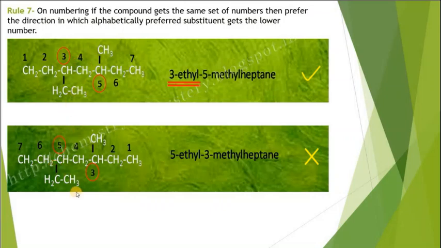So which numbering should be followed? We are going to follow the numbering in which the alphabetically preferred substituent is getting the lower number. Among ethyl and methyl, ethyl comes first alphabetically. So the correct name of the compound will be 3-ethyl-5-methyl heptane. In examination, if you follow the opposite numbering and write the name as 5-ethyl-3-methyl heptane, it will be considered wrong.